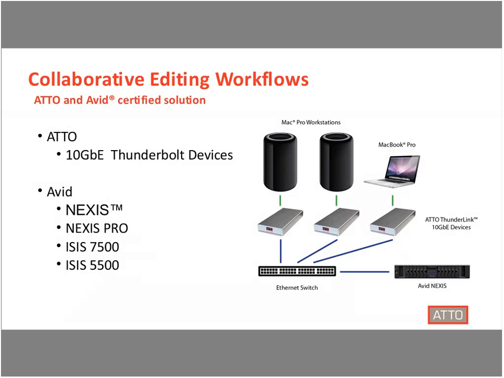The first workflow we are going to look at addresses the need for more collaboration. ATTO 10 gigabit Ethernet Thunderlink products are certified with the Avid Nexus shared storage product line. This allows users to have connectivity and storage options regardless of if their needs are entry-level, small to mid-sized broadcast and post, or broadcast and enterprise.